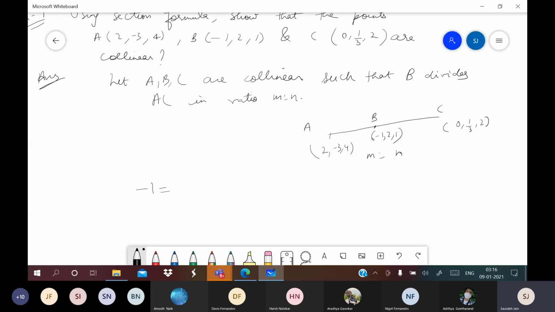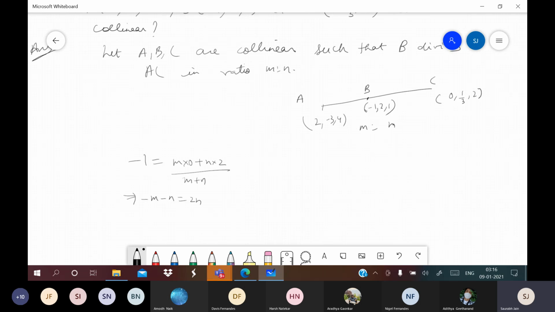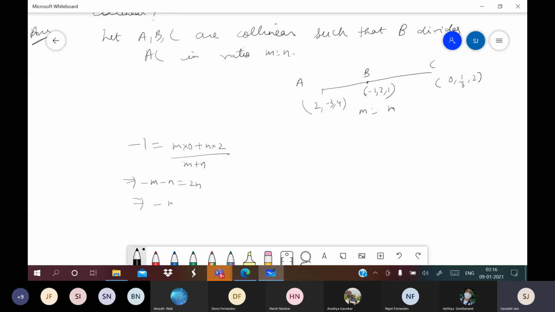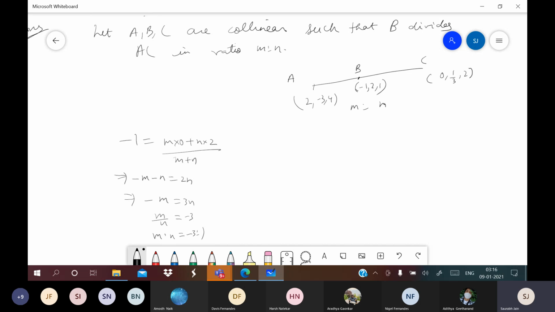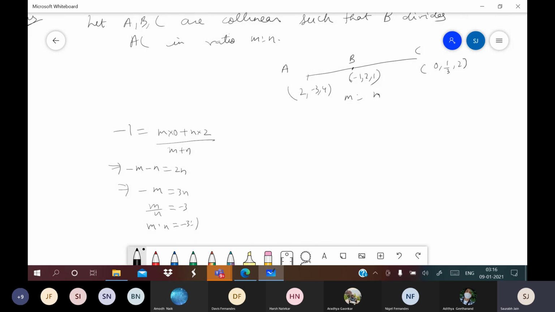Minus 1 is equal to 0 into m plus n into 2 upon m plus n. So we get minus n equals 2n. Okay, minus m is 3n, m by n is minus 3. That means ratio is minus 3 is to 1. That means B is outside, external division, but it is fine, leave it.